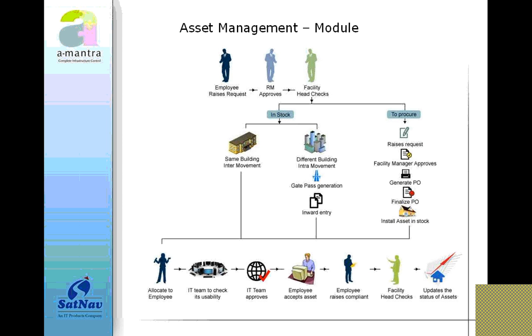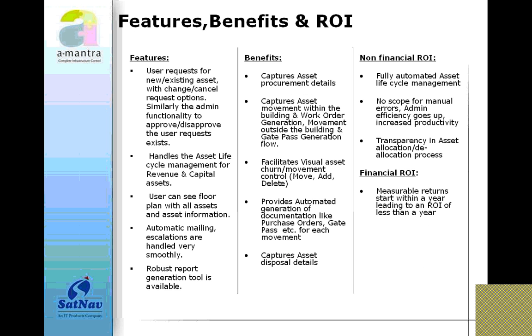If he is going to procure it, it goes through the procurement life cycle and is allocated to the employee. Then the IT team checks its usability and confirms that this asset has been given to the employee in working condition. Then the employee accepts the asset and starts using it. If he gets any complaint, he can raise a complaint and again it goes to the facilities team, who update the status of the assets.